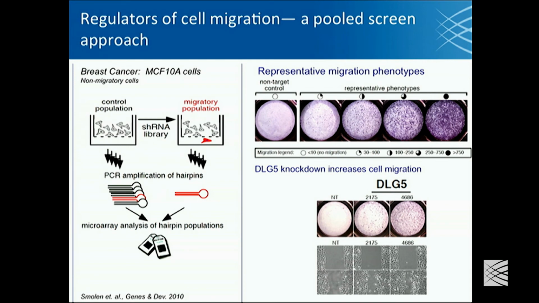And this is representative of migration phenotypes from shRNAs that came out of the screen, and this is the background. As you can see, very few cells are able to migrate. This is a very weak phenotype, and this is a very strong phenotype where most of the cells migrate. And in these screens, they were able to find a gene, DLG5, whose knockdown increased cell migration, which they repeated in a low throughput format, again in the Boyden chamber, and in another migration assay, like the scratch assay.